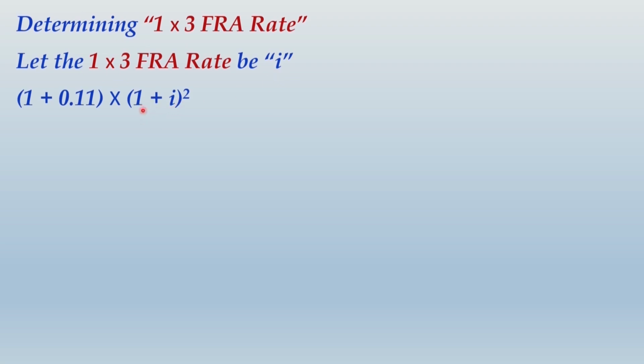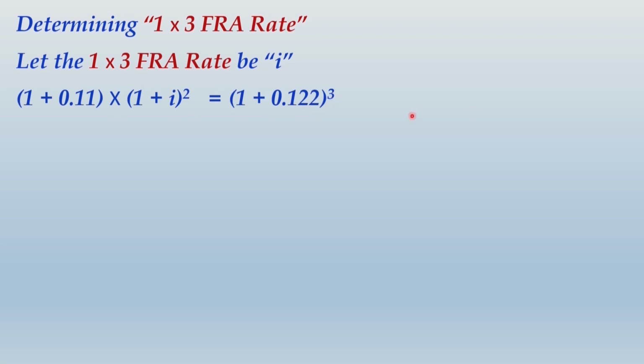So 1 plus I will now provide you the yield for 2 years, or if you are the borrower, you will have to bear that cost for 2 years on a compounding basis. So the equation sets this way: 1.11, that is 1 plus 0.11 for 1 year, into 1 plus I for 2 years. So it is 1 plus I into 1 plus I, that is 1 plus I whole square. And this would obviously match with the yield offered by the 3-year bond, that is offering 12.2%. For 3 years the compounded value will be 1 plus 0.122 raised to 3.